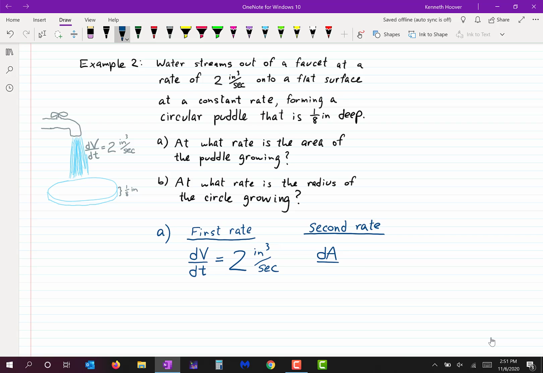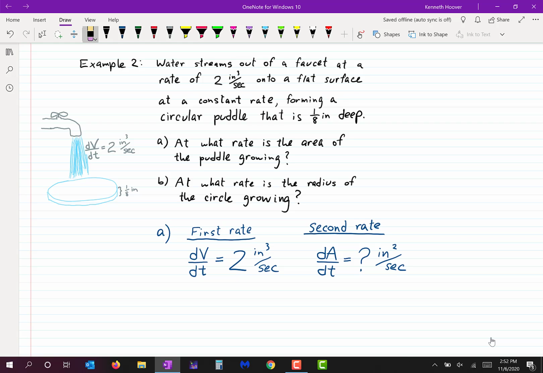dA/dt. I don't know what it is, so I'm going to put a question mark. But I am going to write down the units. If volume is being measured in cubic inches, what would you measure an area in? Well, that would be in square inches. And they've already shown us that time is being measured in seconds. So even though I don't know the numerical part of the answer yet, I'm going to go ahead and write down the units part because I already know what it's going to be. It's going to be square inches per second.